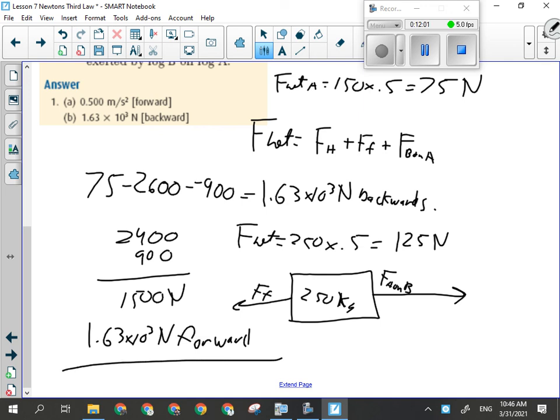Do you care which way we do it? Nope, because either one is equally valid. All right, making some sense?